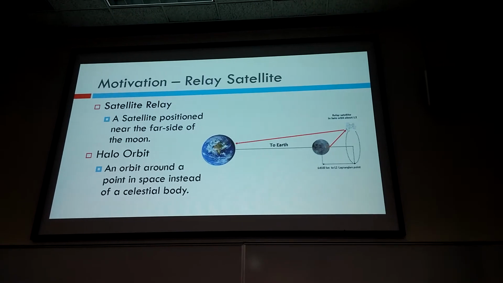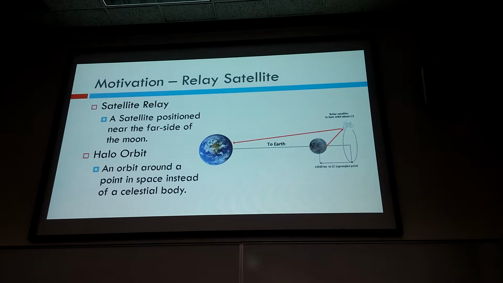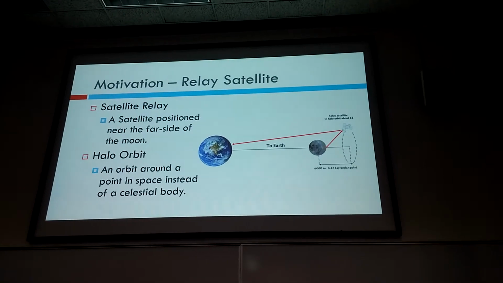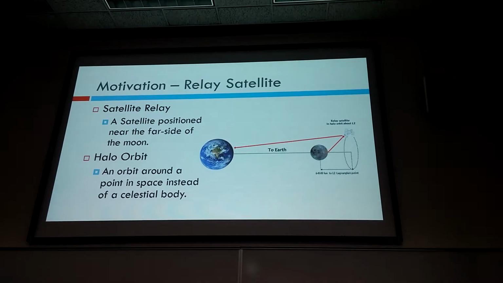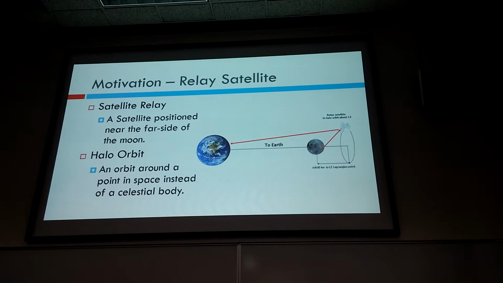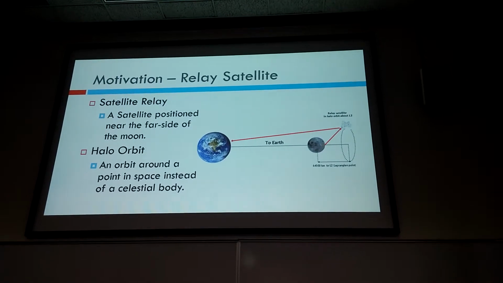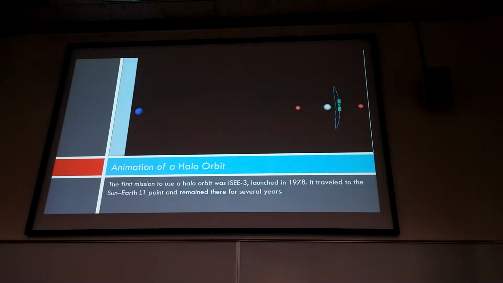However, we don't want this satellite to be in a regular orbit around the moon. We want it to be in a special orbit called a halo orbit. That way, it can maintain line of sight with the Earth and the moon at the same time. A halo orbit, again, is just an orbit that is around a point in space rather than around a celestial body like we're normally used to.